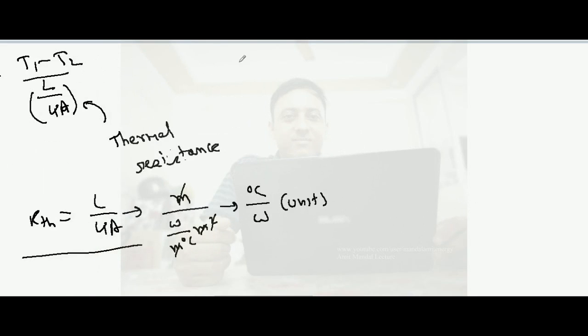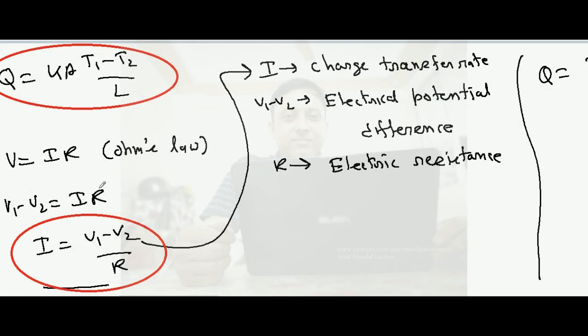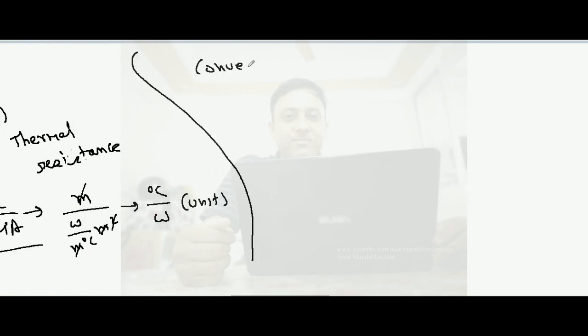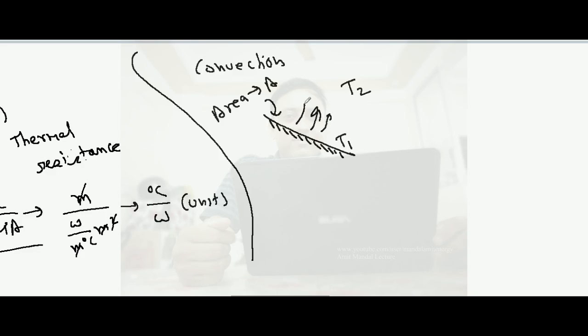Now this electrical analogy can also be applied for convection. This is called electrical analogy, meaning we are comparing Ohm's law with the heat transfer rate formulas. I am telling you with an example. Suppose this is a hot surface, and the area of this hot surface is A, and the temperature of this hot surface is T1, and the surrounding temperature, which is a fluid medium, is T2. What will happen in case T1 is greater than T2? Heat will start transferring from this surface to the surrounding.